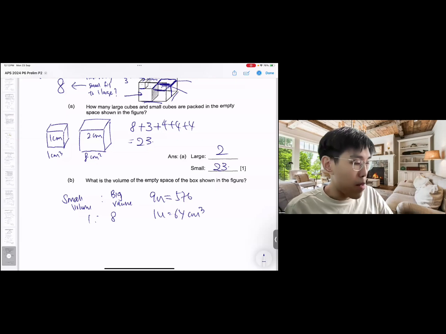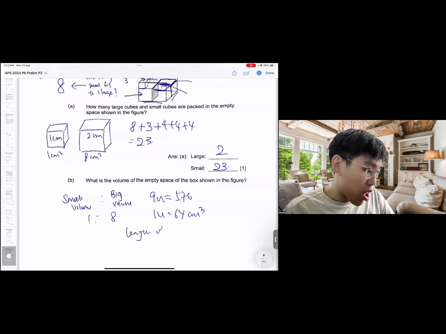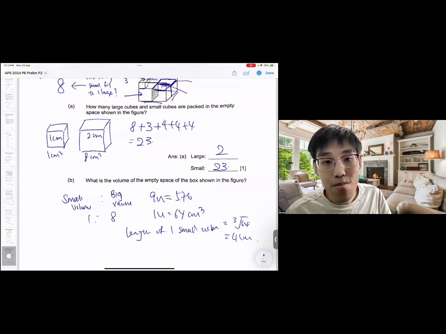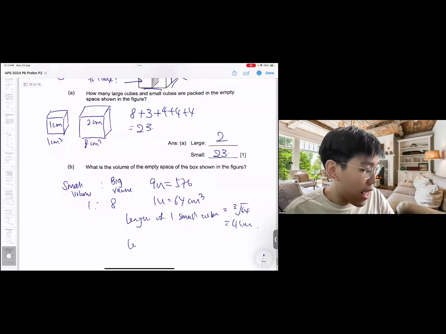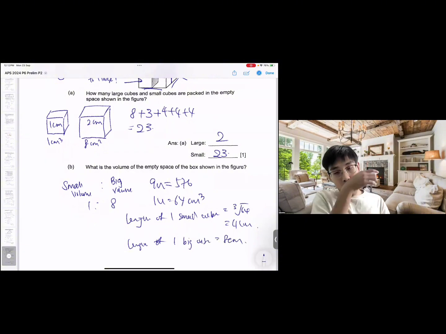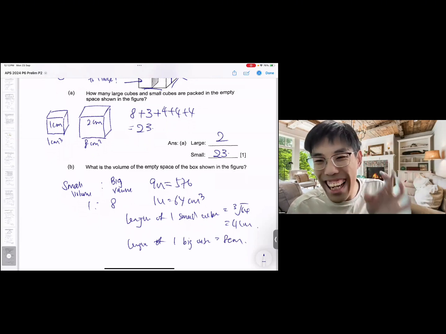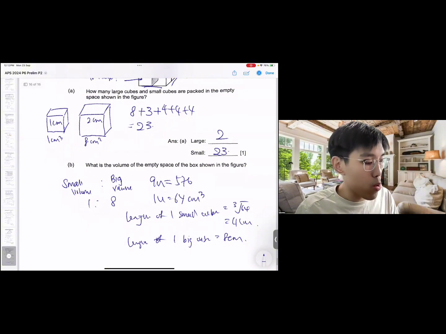And what does this mean? That means the length of one small cube is the cube root of 64, which is 4. And with that, we can find the length of one big cube, which is 8 cm. So now we know that one small cube is 4 cm long, and one big cube is 8 cm long. So what can we do on here?